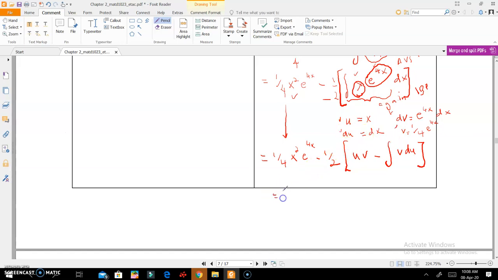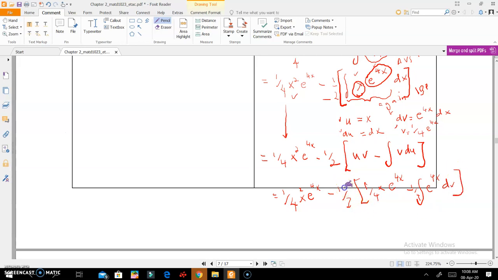So you are going to get here 1 over 4 x squared e power of 4x minus 1 over 2. So the value of your uv, let us do it quickly, 1 over 4 x e for x, because you multiply by v, minus the integration of v du. You can put 1 over 4 at the front, 1 over 4 e for x dx.